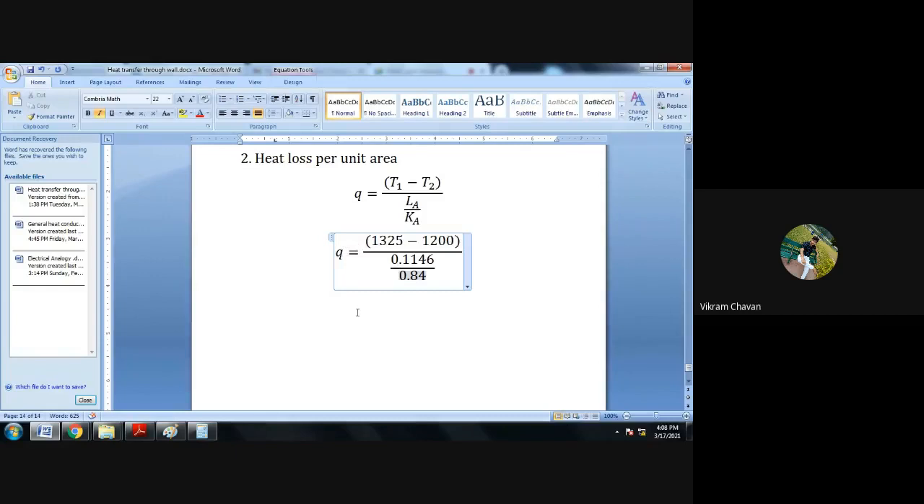So I will write my answer here, and please check your answers. If you have made any mistake, or if you have missed some points, then please do it once again. My answer is 916.23, and its unit will be watt per meter square.